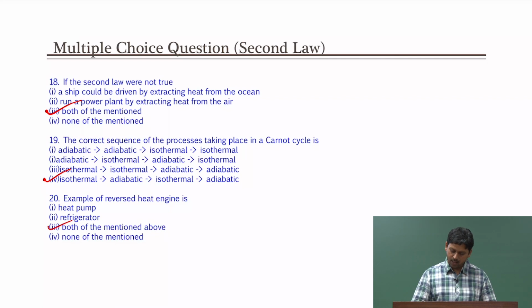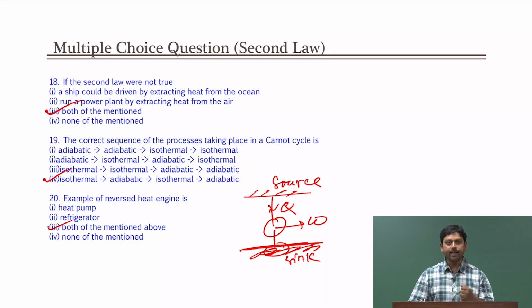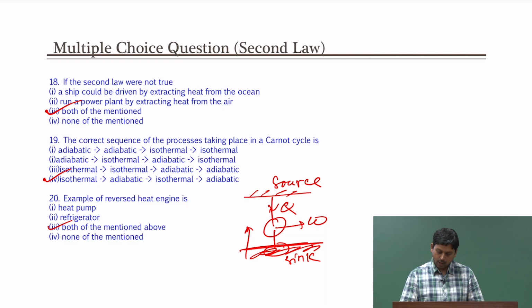Next one: an example of a reverse heat engine is a heat pump, a refrigerator, both of the above mentioned, or none of the above mentioned. I would say both of the above, because in an engine you take the heat and do the work and throw away some heat to the sink. This is the sink, this is the source. A refrigerator is just the opposite: you take the heat from the low temperature, do some work and throw the heat to the high temperature.